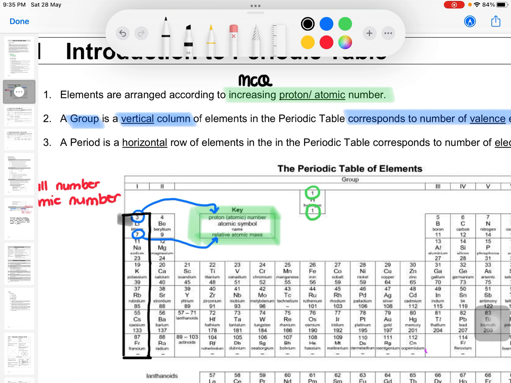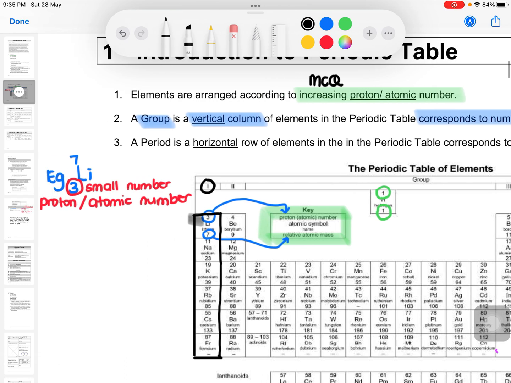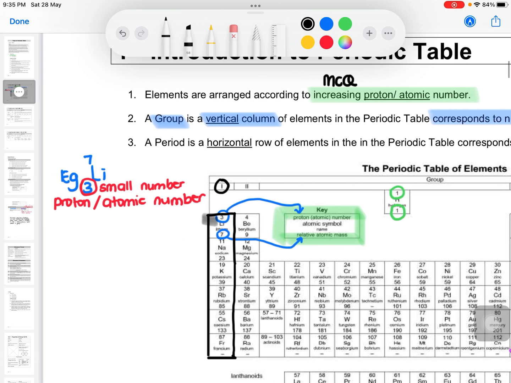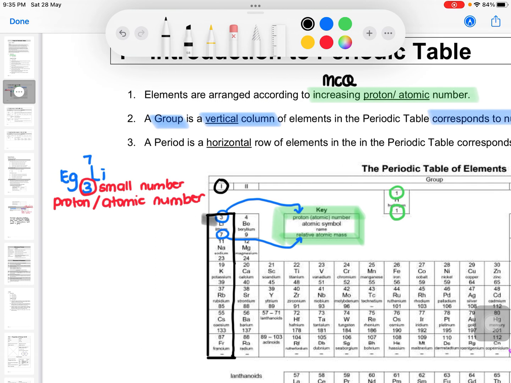So the vertical column, this is group 1. It corresponds to the number of valence electrons. What does that mean? If I were to write the electronic structure of lithium, with proton number of 3, it will be 2.1.